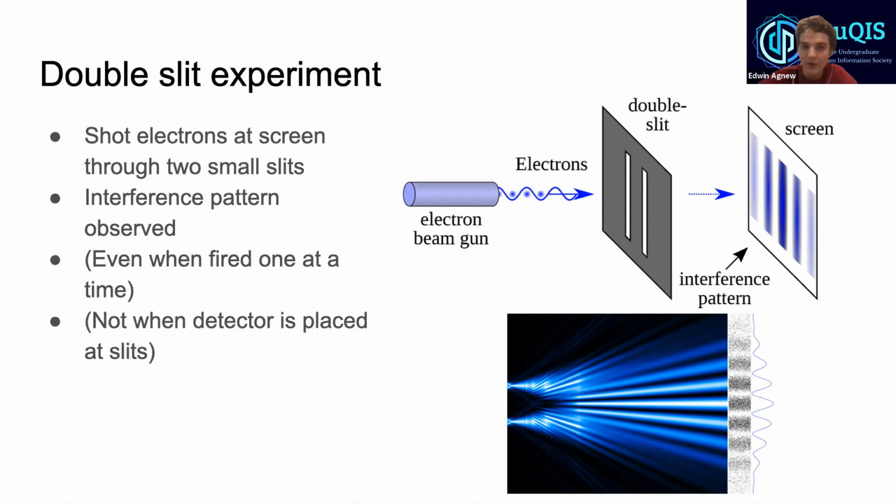And so they thought, oh, maybe it's just because we're firing lots of electrons through at the same time. They're bouncing off different ones, and then that's giving this pattern at the end. So they slowed the gun down, they fired one at a time.